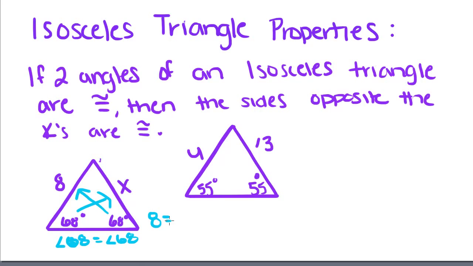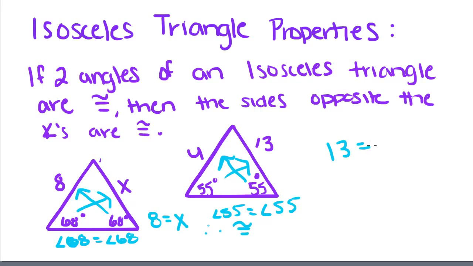So if this side is equal to 8, x has to equal 8. And these two have the same measure, therefore they're congruent. So the sides opposite those angles have to be congruent. So this side equals 13. So y must equal 13. And we don't have any way of finding what this other side is quite yet. So that's all we have to do for that one.